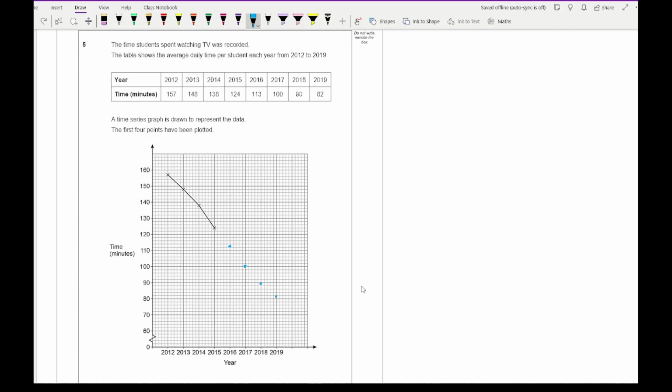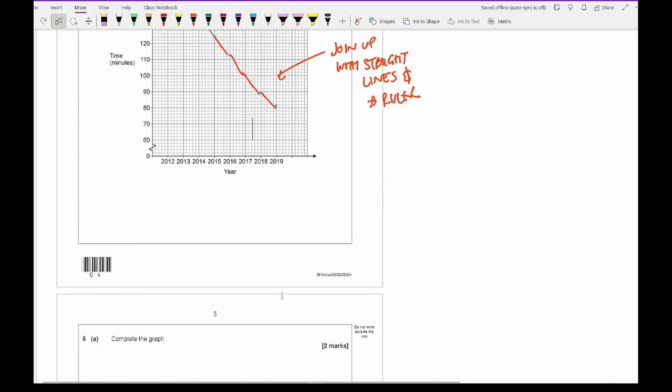And then what I then need to do is join those points up with straight lines. Now again, it's going to be a very tedious task, but what you want to make sure is just right here. So join up with straight lines and yeah, of course. So what it should look like is something that looks like that. Obviously it should be a lot neater than what I've done.